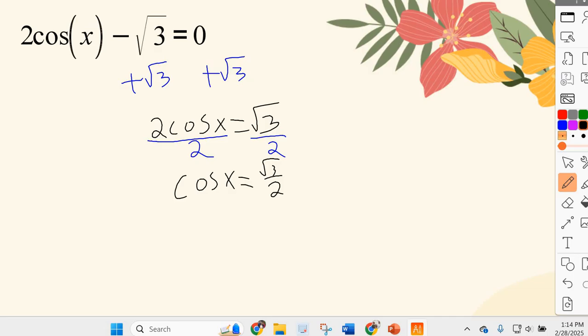They're all positive in the first. Sine is positive in the second. Tangent is positive in the third, and cosine is positive in the fourth. Yeah, it's Marker class. Correct.